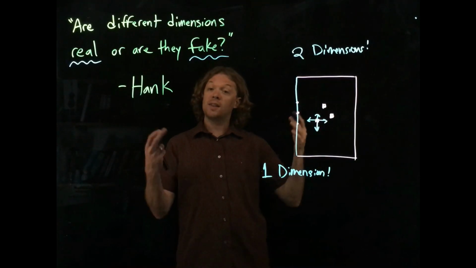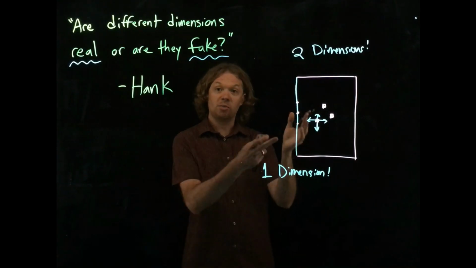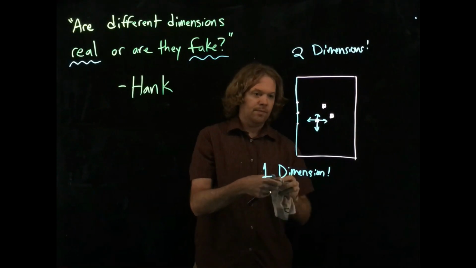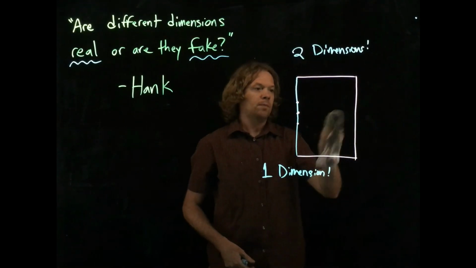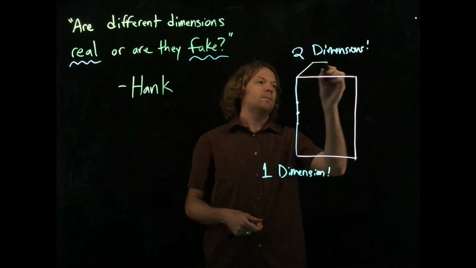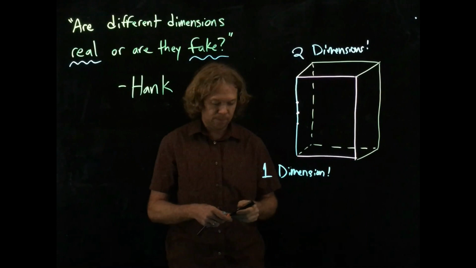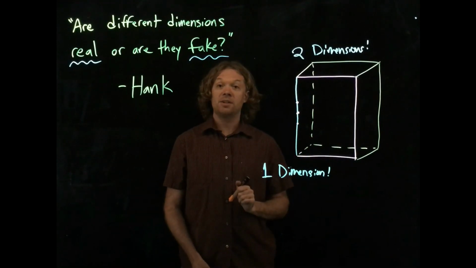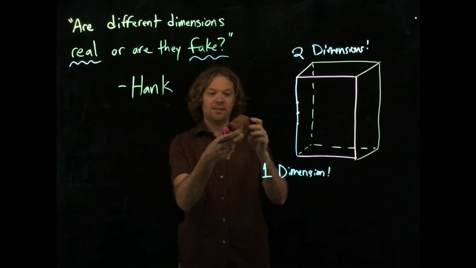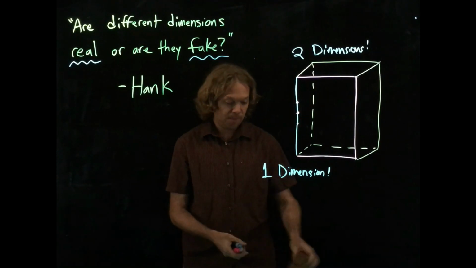Okay, so let's try to think about what three dimensions might look like. And I'm going to try to draw a three-dimensional object. Okay, so that's a three-dimensional object, like a cube. What I'm trying to draw is something like this, right? It has length, it has width, and it has some thickness too, right? That's what I'm trying to draw.